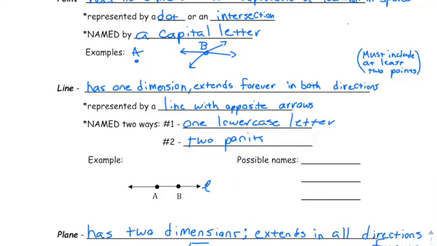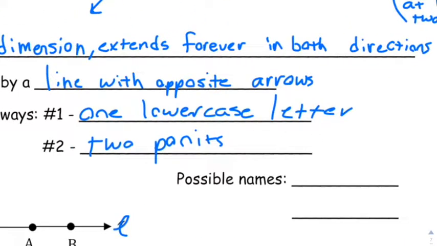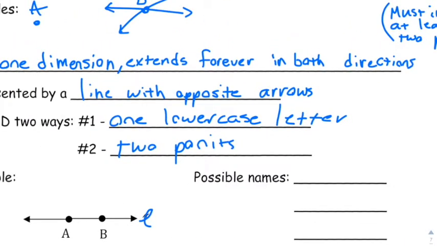Next you have line. We say that these have one dimension and extend forever in both directions. Represented with a line with opposite arrows, just like this right here, that's what it looks like. There's two different ways you can name it. One is a lowercase letter, and actually that should be a lowercase cursive letter there. So let me fix that.